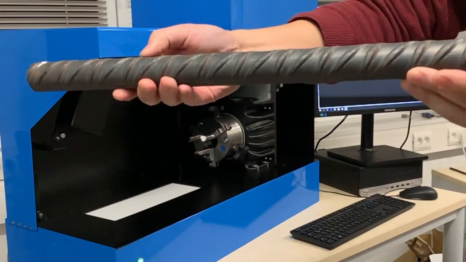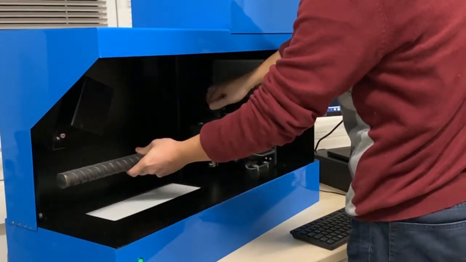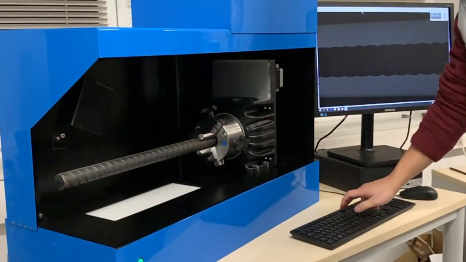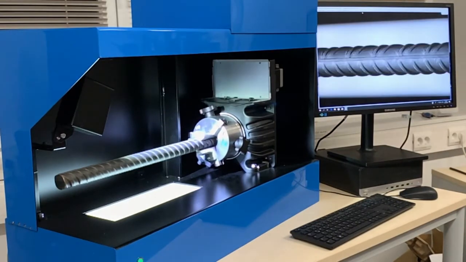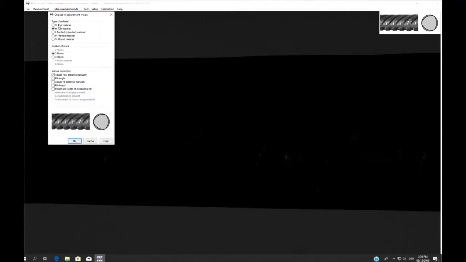As you can see, it's very simple to clamp the various samples of different diameters. At the same time, we are able to measure samples which cannot be rectified to 100%. The measurement surface is user-friendly and requires no prior knowledge.